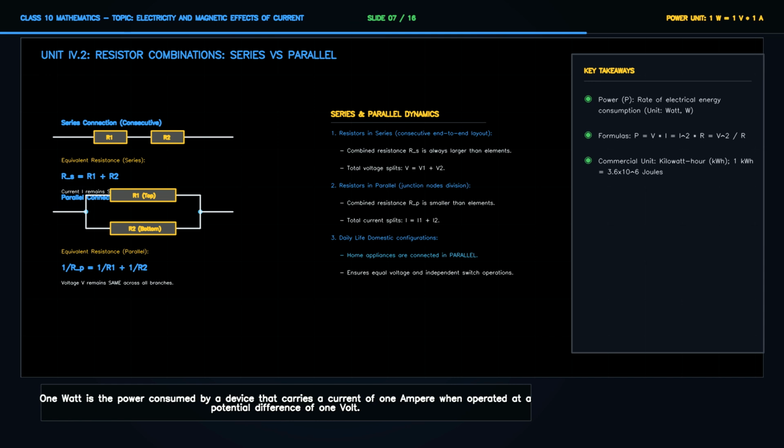The commercial unit of electrical energy is the kilowatt-hour, commonly referred to as a unit, which is equal to 3.6 million joules.